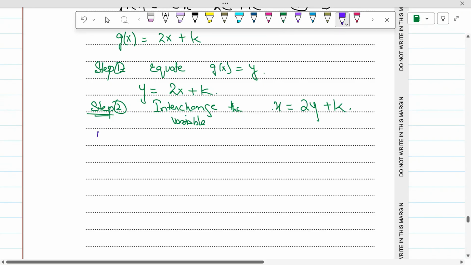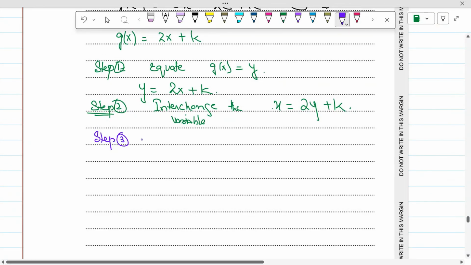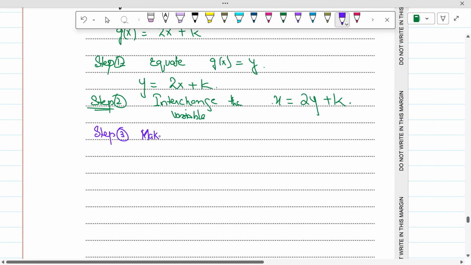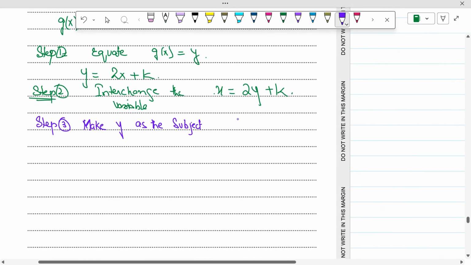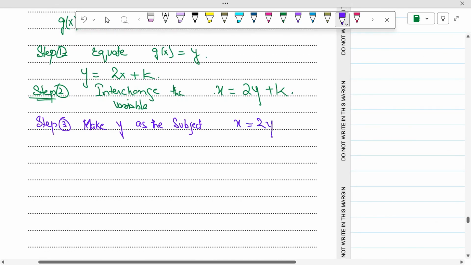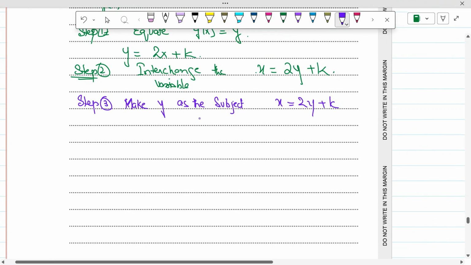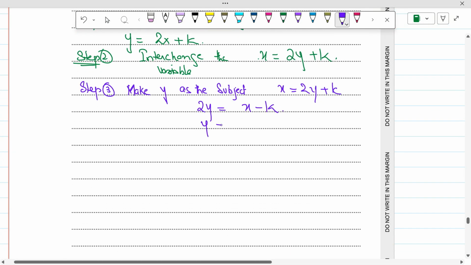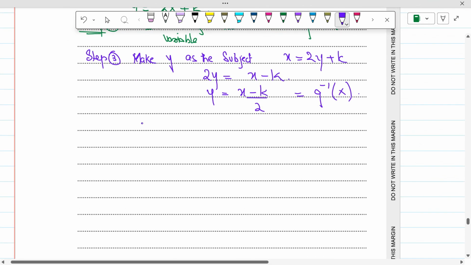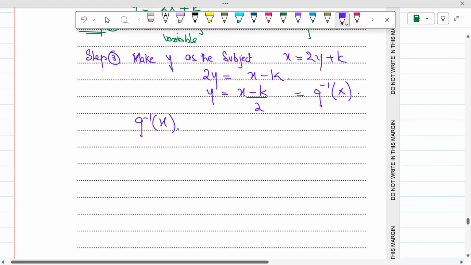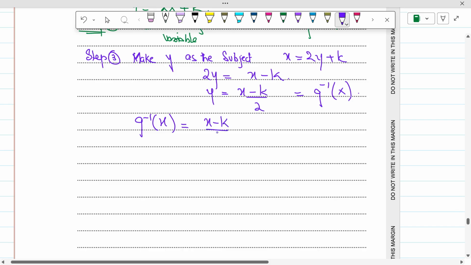Now step 3, make y the subject. So x is equal to 2y plus k. Subtracting k, we will have 2y is equal to x minus k. y is equal to x minus k over 2, and this is equal to g inverse of x. So we can say that g inverse of x is equal to x minus k over 2.